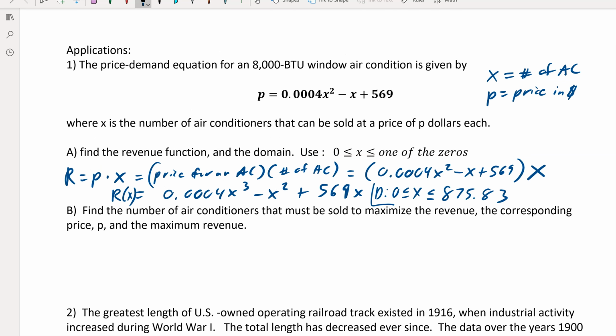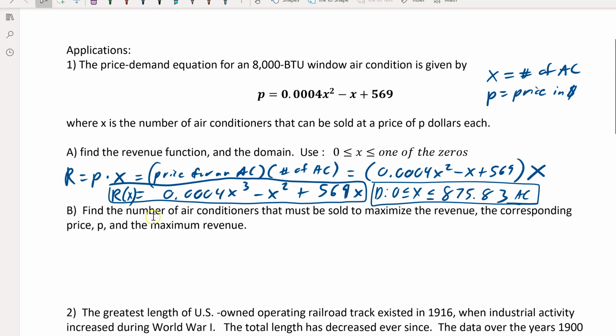875.83. So this is our domain, air conditioners. And this is our revenue function. Now, what's the one thing you want to do with the revenue? You want to maximize it, right? So it says find the number of air conditioners that must be sold to maximize the revenue, the corresponding price P, and the maximum revenue.